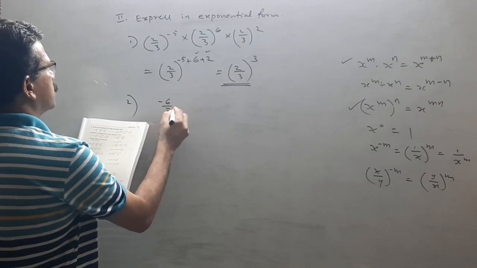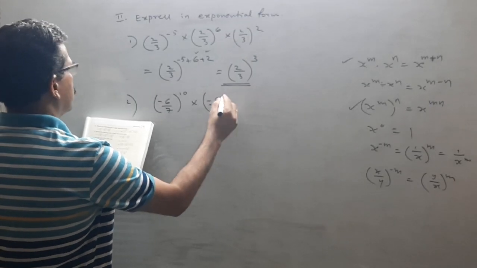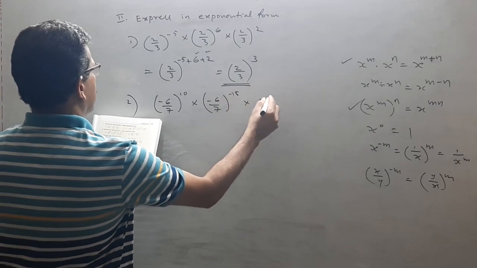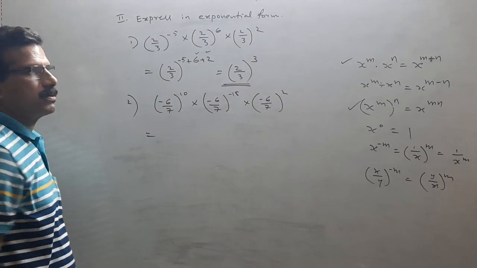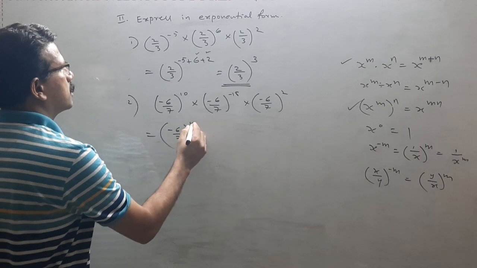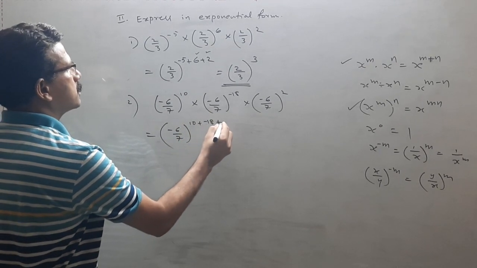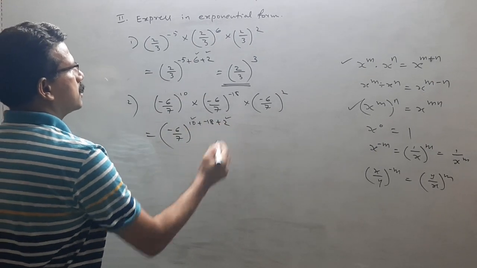Minus 6 by 7 to the power 10, minus 6 by 7 to the power minus 18, minus 6 upon 7 to the power 2. Again exactly the same thing. Power will be added: minus 6 by 7 to the power 10 plus minus 18 plus 2. 10 and 2 will be added.